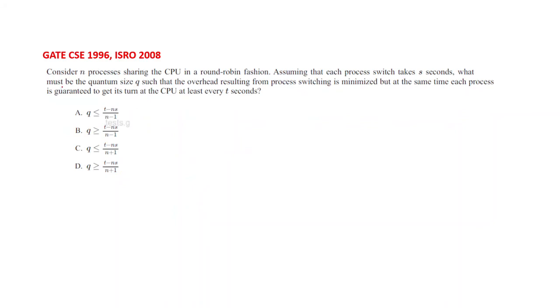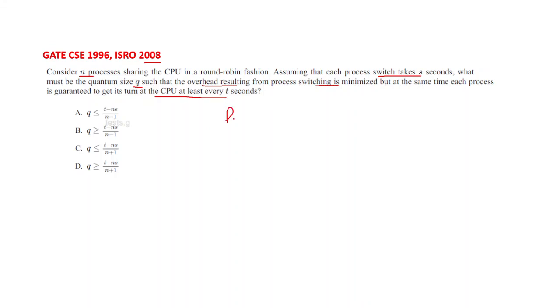Next, I also came across a question like this. It appeared in GATE CSE 1996 and in ISRO in 2008. It says that there are n processes sharing the CPU in a round robin fashion. Assume that each process switch takes s seconds. What must be the time quantum size q such that the overhead resulting from the process switching is minimized, and at the same time, each process is guaranteed to get its turn at the CPU at least every t seconds.